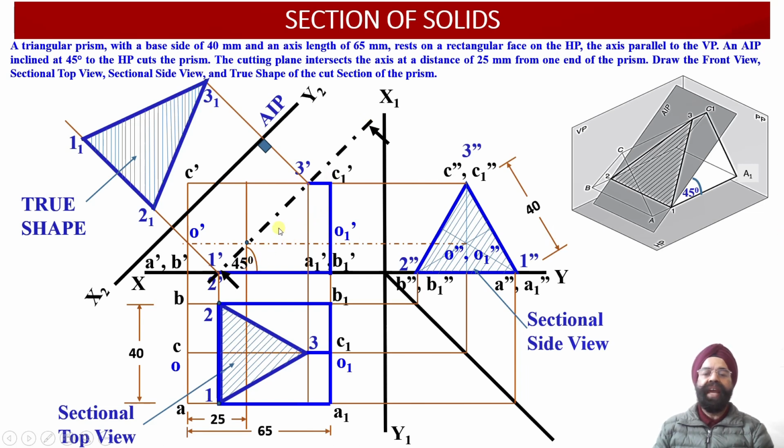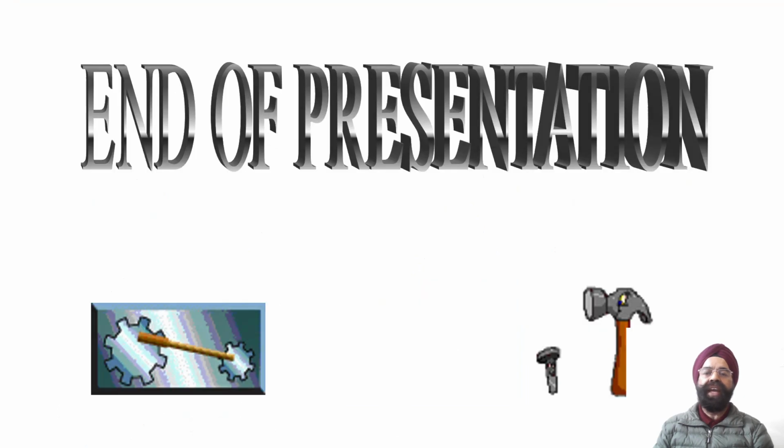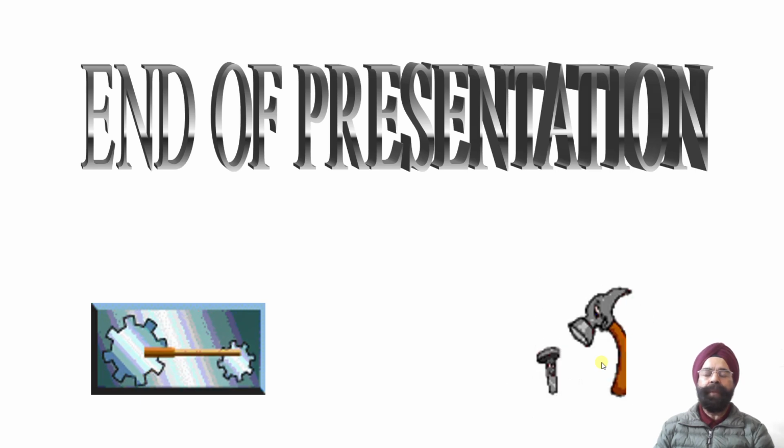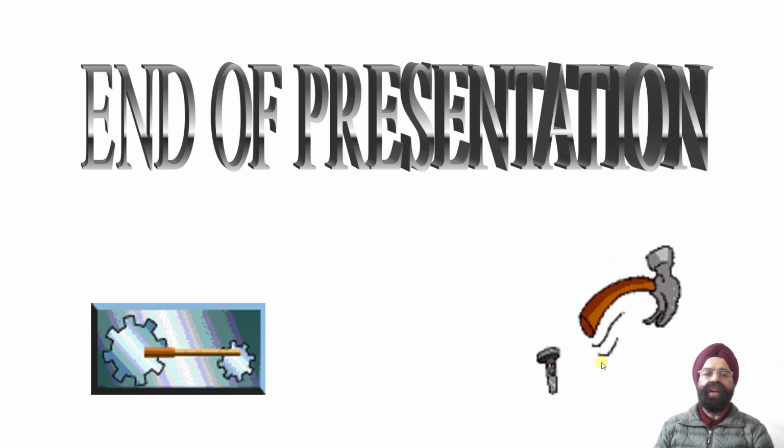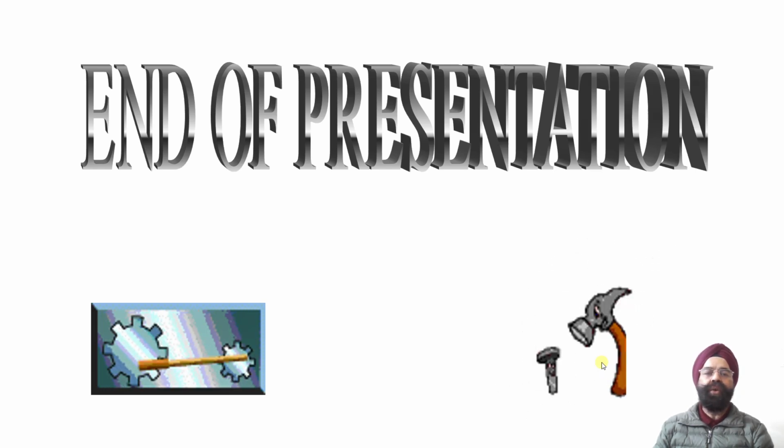So this way we have been able to obtain the front view projections, the top view projections, the profile view projections as well as the true shape projections corresponding to this truncated triangular prism which has been cut by an auxiliary inclined plane. So this is all for today. I hope that through this discussion you would have understood the procedure to develop the front view, top view and the section side view projections of the truncated triangular prism, besides evaluating the true shape of the cut section of this truncated triangular prism over here.